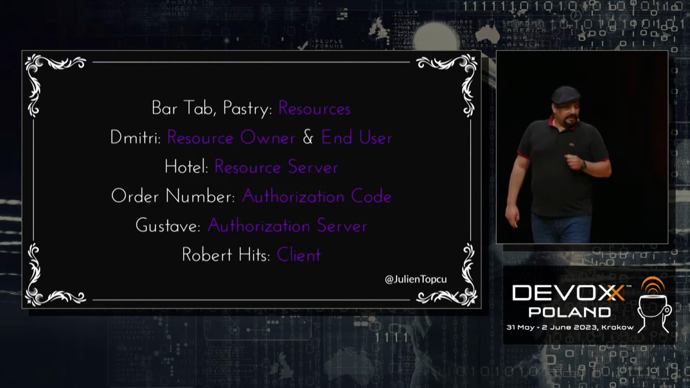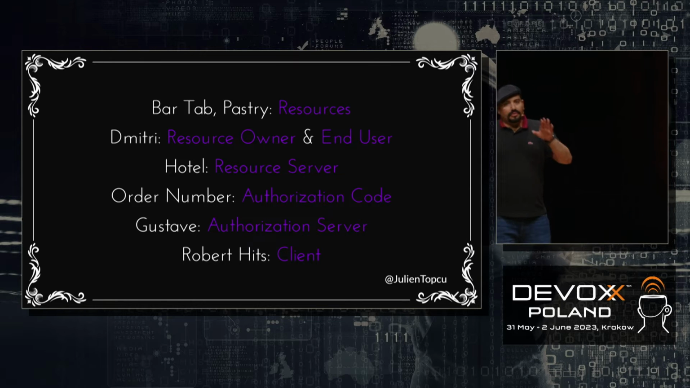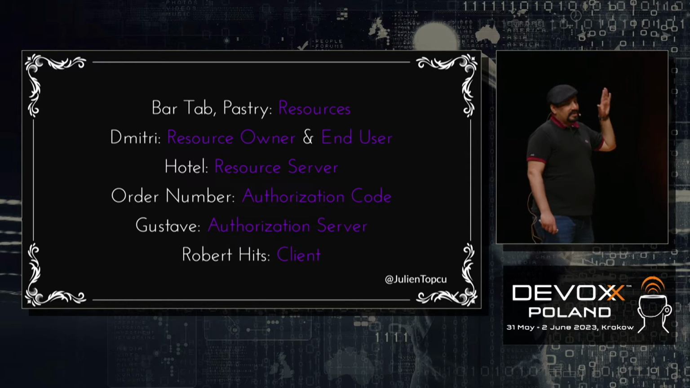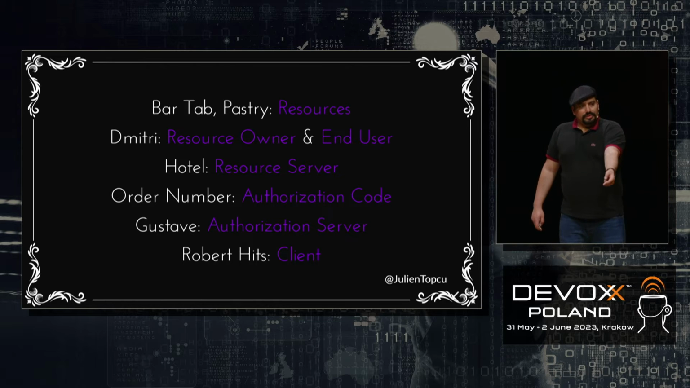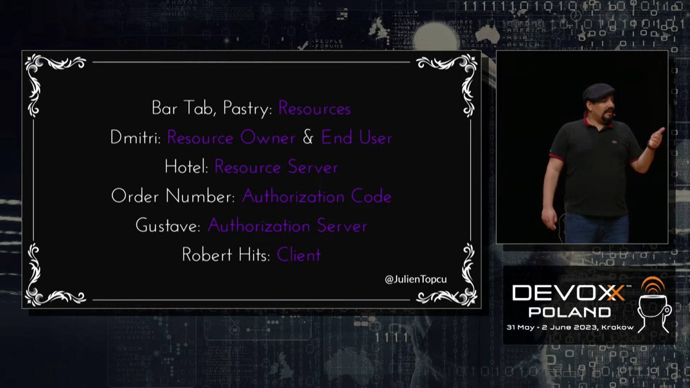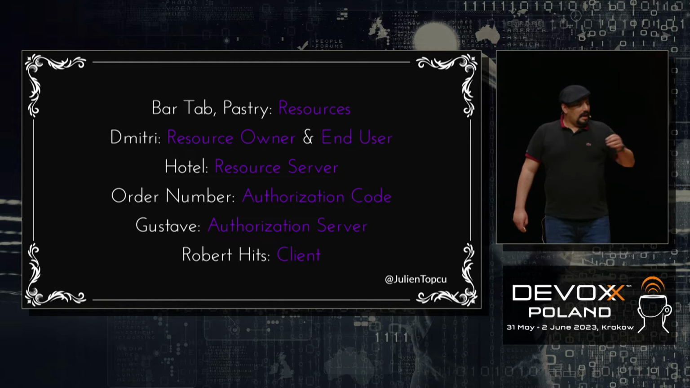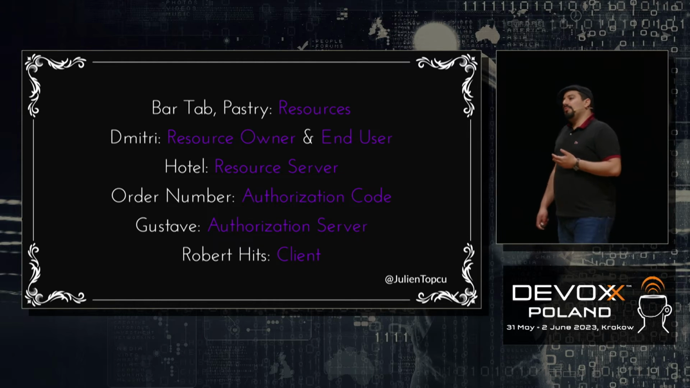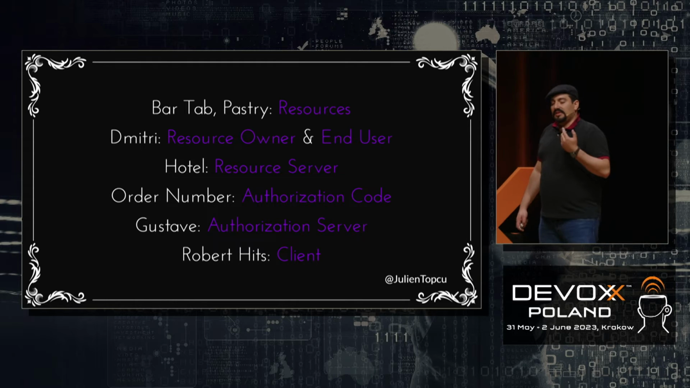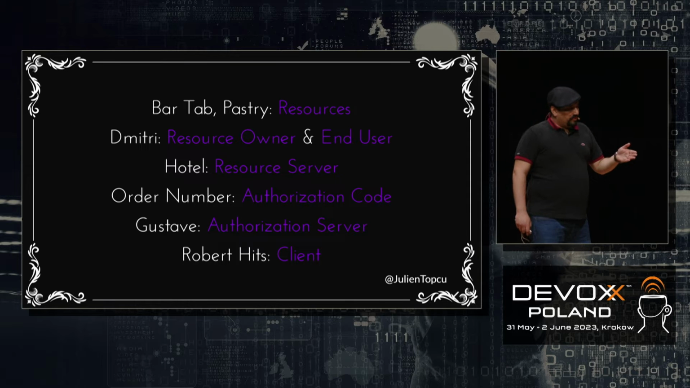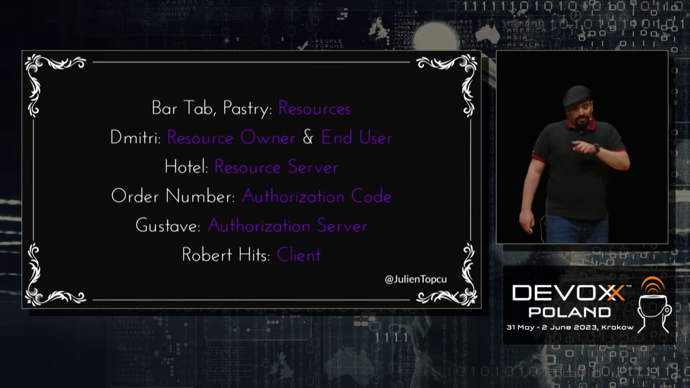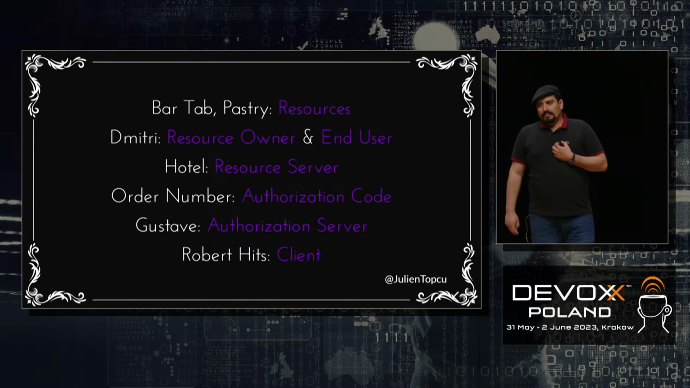To sum up, here, the bar tab and the pastries were the things we try to access. So these are the resources. Dimitri is both the resource owner and the end user. The resource owner because the bar tab and the pastry belong to him, and the end user because he's the one who performed the action. He is the one who ordered a pastry. The hotel is the resource server, the order number is the authorization code, Gustav is the authorization server, and RubberHit the client. Maybe that part is a bit confusing.